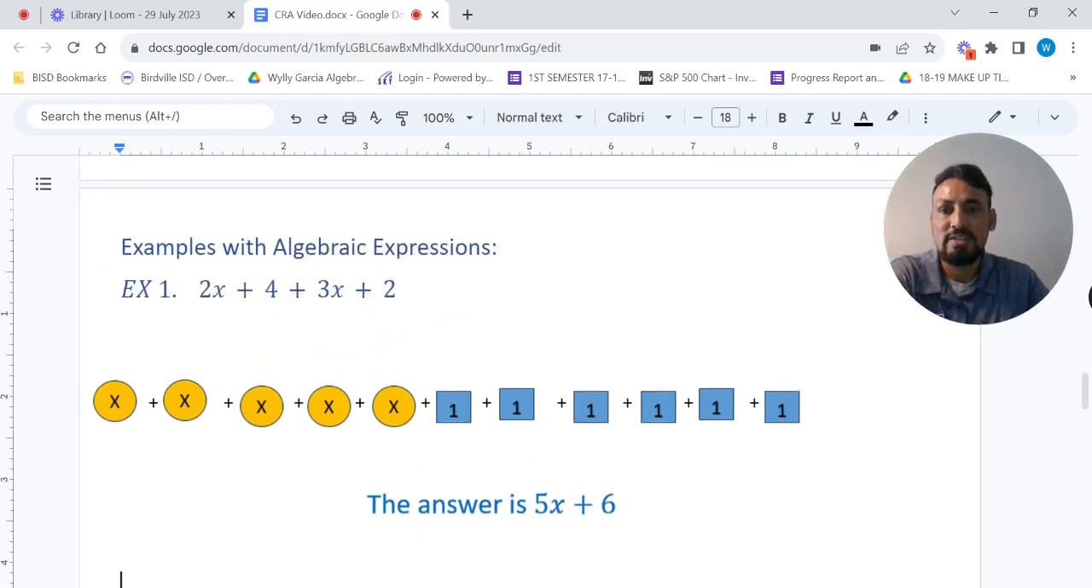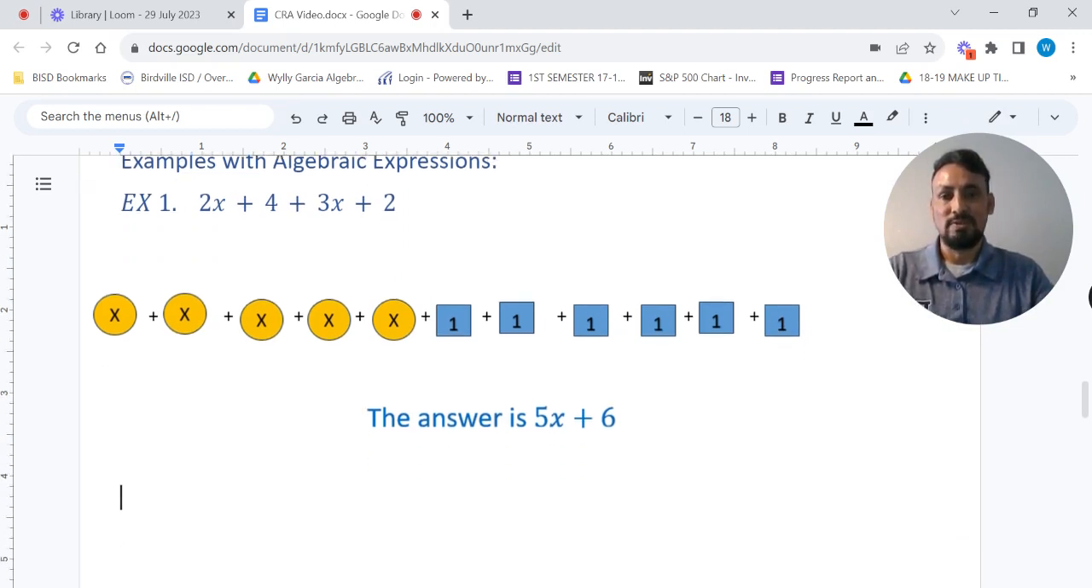Notice again that I did not add 4x plus 2 plus 3x plus 2, because if I do it that way, the answer will be wrong. You might think it should be 6x, 9x, 11x. But as I said in the beginning, these are not like terms. Just put the x's together and the numbers together as I have shown you with the circles and the squares. Again, I hope that this is beginning to make sense to you. On the next example, you'll see something different, okay?